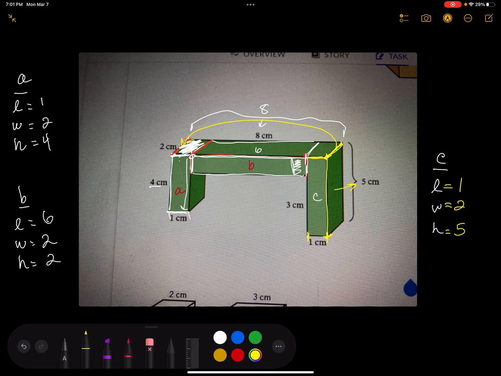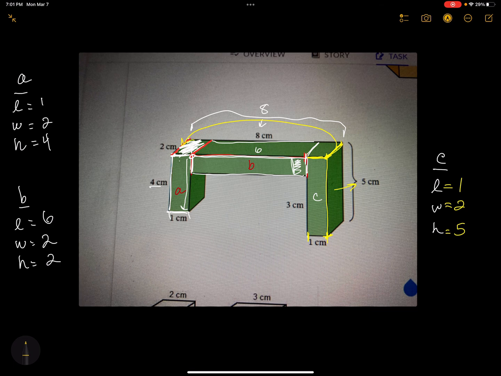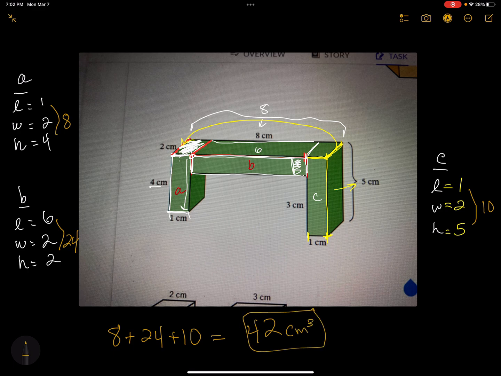So we're going to go with the total for A. 1 times 2 times 4, that is going to be 8. 6 times 2 is 12. 12 times 2 is 24, right here. Okay, and this one, 5 times 2 is 10, times 1 is 10. So we have our total. We have 8 plus 24 plus 10, which is going to give us our total volume of A, B, and C. You can use a calculator if you want. 8 plus 24 plus 10 gives us 42, and these are centimeters cubed. That is the total volume for that one.